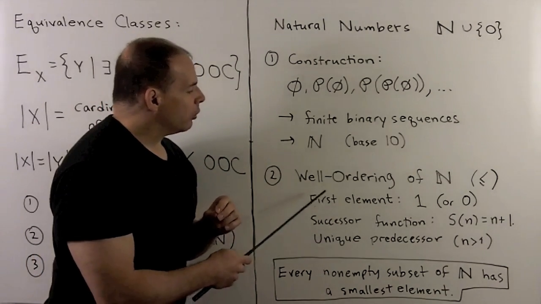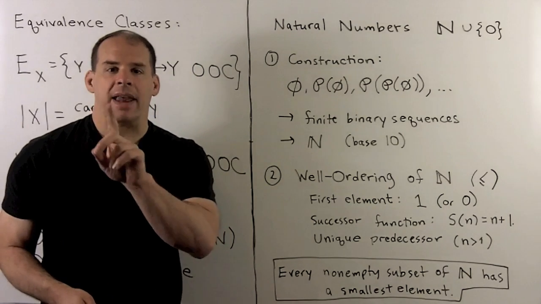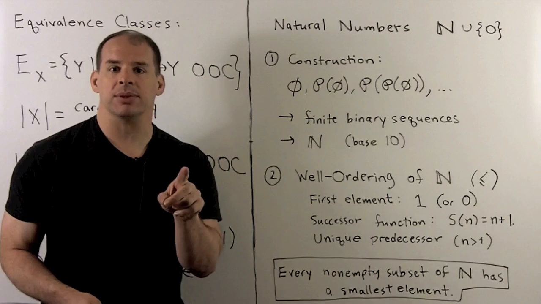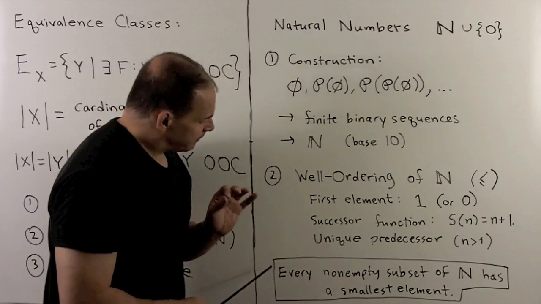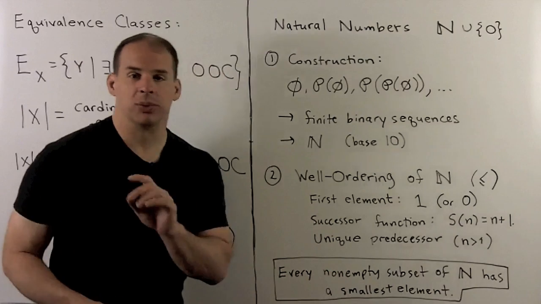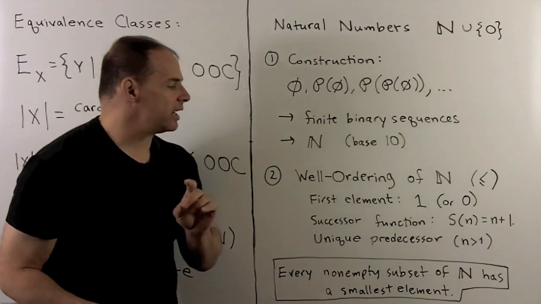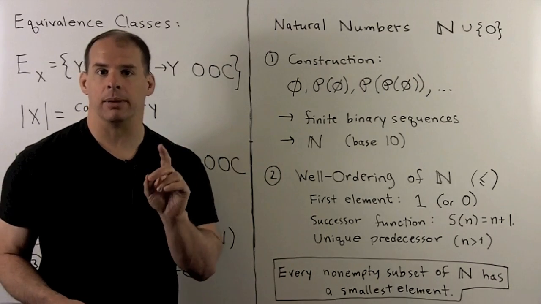Now, what this gets us, for instance, is a way to do addition. So if I want to add m plus n, I would take n and then take the successor m times. One last item we use in doing proofs with the natural numbers is the well ordering principle. So this says every non-empty subset of the natural numbers has a smallest element.